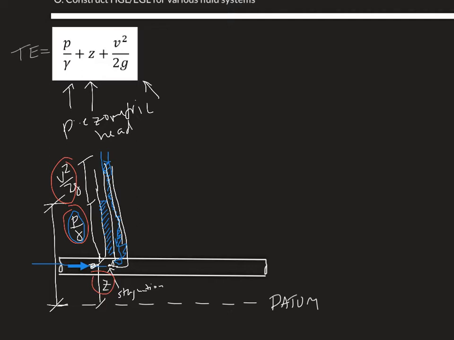I'm going to undo that because I really don't like that red color. Let's see if we can get a... Here, let's use green. So right here, that's the total energy. And the total energy has a special name, and we're going to call it the energy grade line. So at this point, the total energy is this.